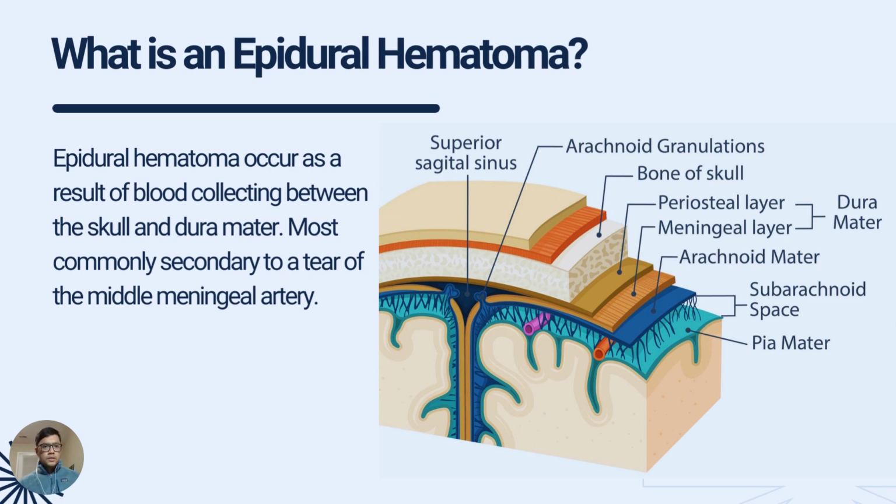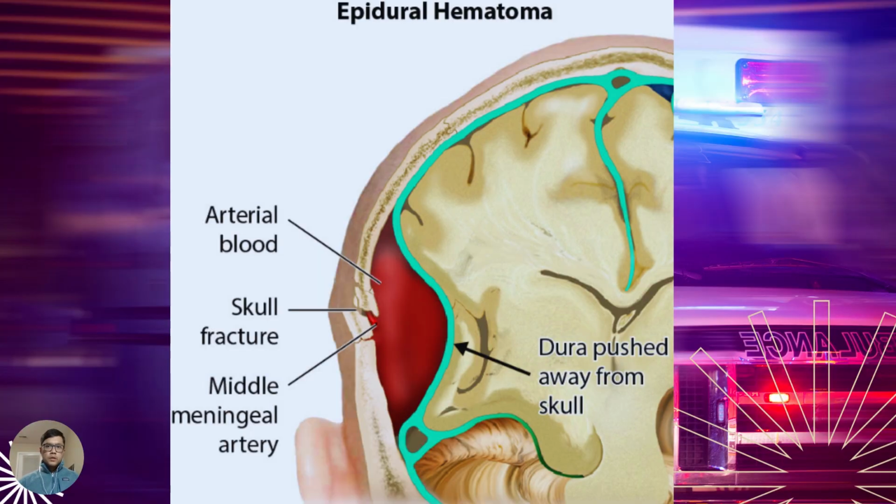Epidural hematoma is a collection of blood between the skull and the dura mater, most commonly secondary to a tear of the middle meningeal artery due to a blunt force trauma to the head. The middle meningeal artery supplies the vast majority of the meninges, and passes through the foramen spinosum. Bleeding will accumulate at the middle cranial fossa, which is located at the temporoparietal junction.